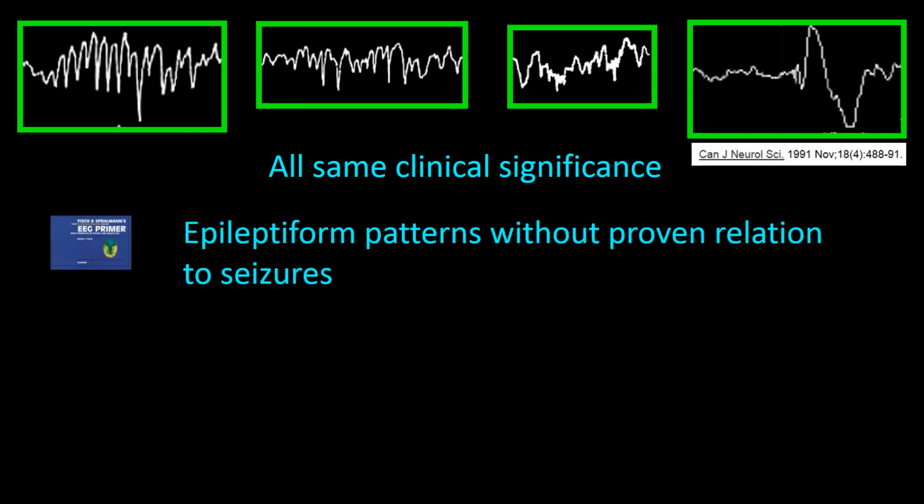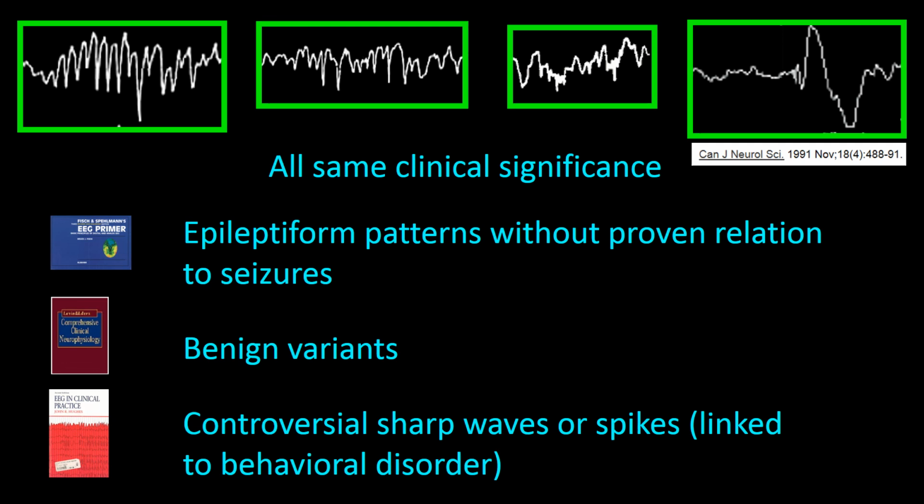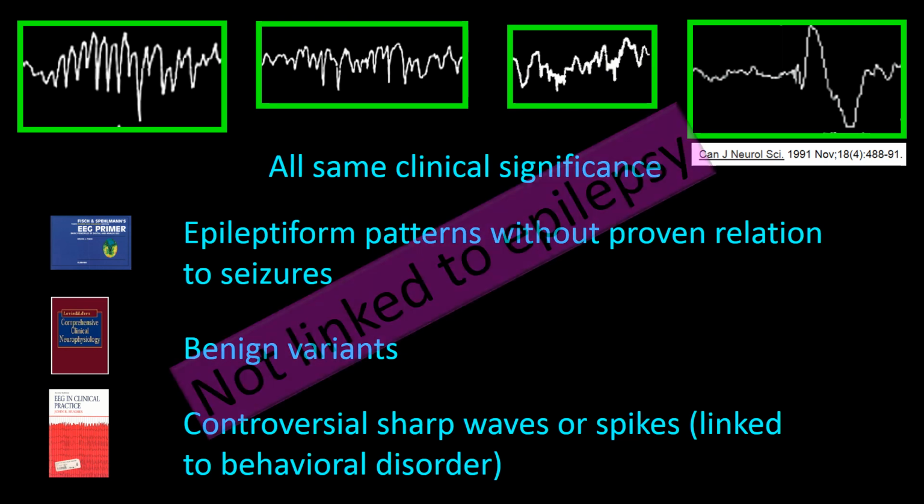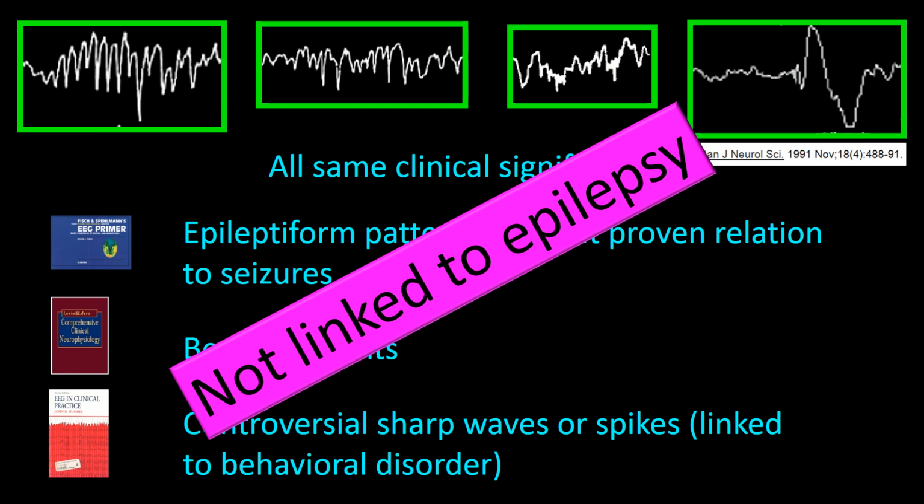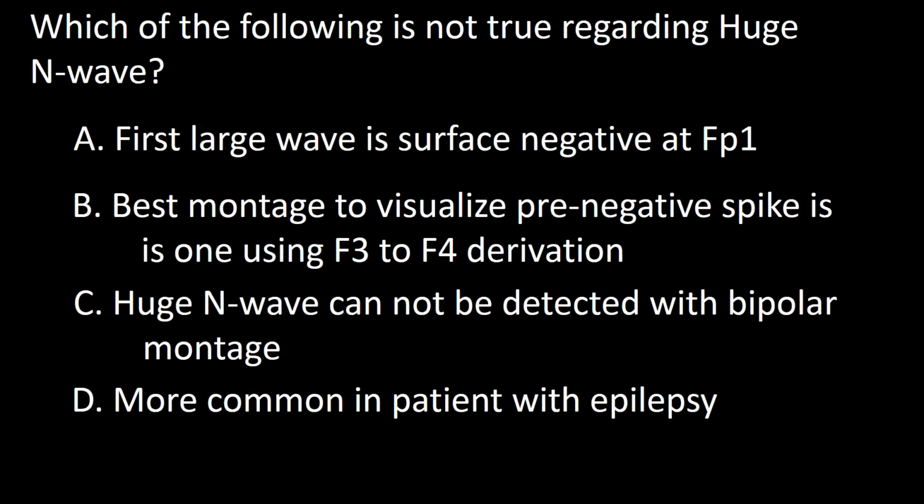In Fisch's book, it is stated that there is no proven relation with seizures. In Luders', they are referred to as benign variants. In Hughes' book, they are linked to behavioral issues, but in no case are they linked to epilepsy. So the answer to this question is D.